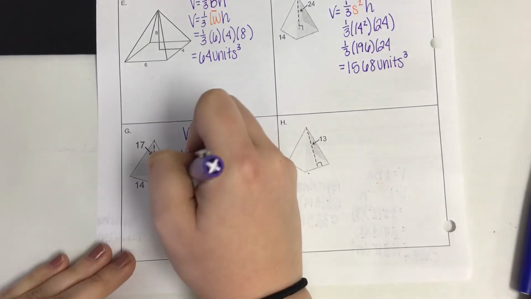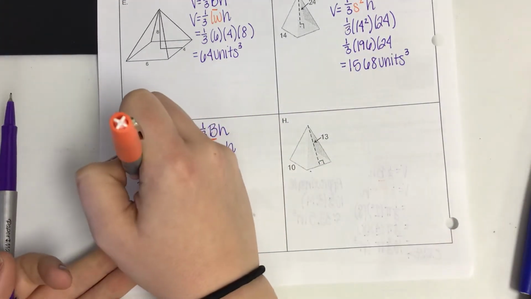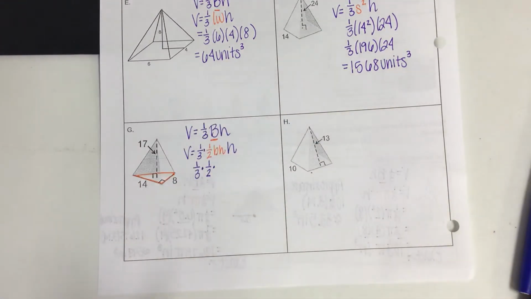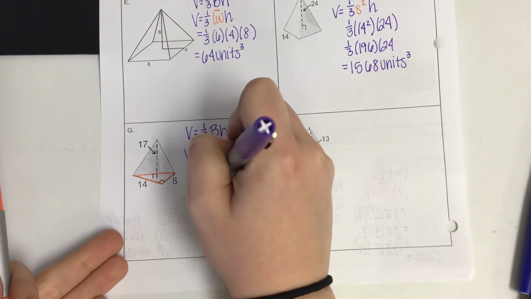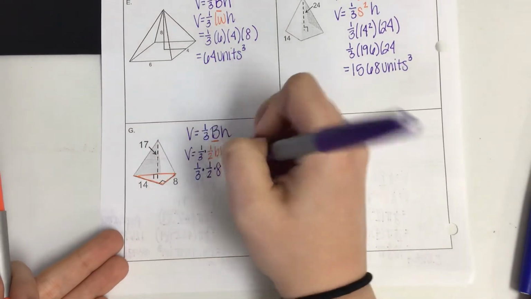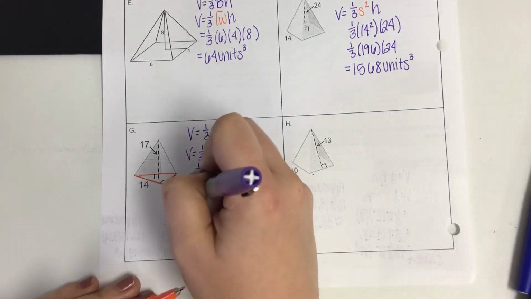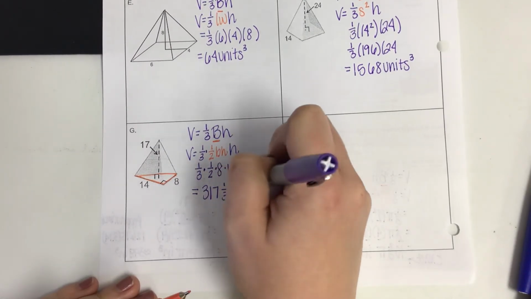So we're going to have 1/3 times 1/2 times, and our base down here is a triangle. It's our orange parts. Okay, so the base is 8, the height is 14, and then the height of our entire pyramid is 17. Okay, so we need to multiply all these together. And this is going to give us a volume of 317 1/3 units cubed.